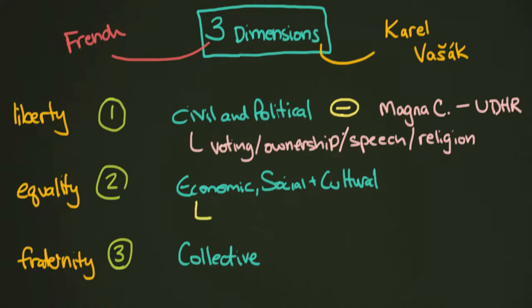Now we've got this second perspective, economic, social, and cultural. These are positive rights. If you remember what positive rights are, it means that the state has to jump in, or that the society has to jump in at the very least.